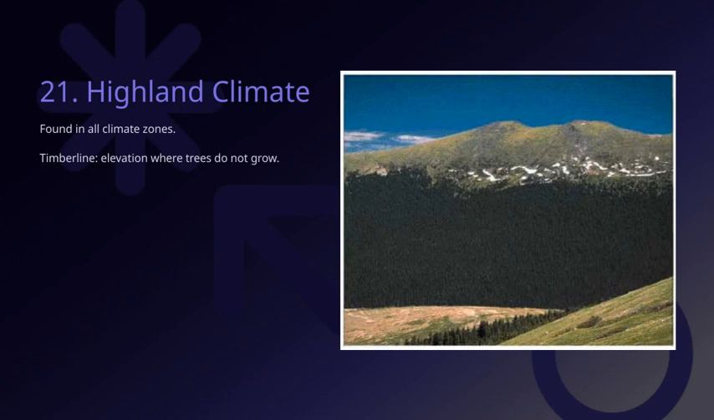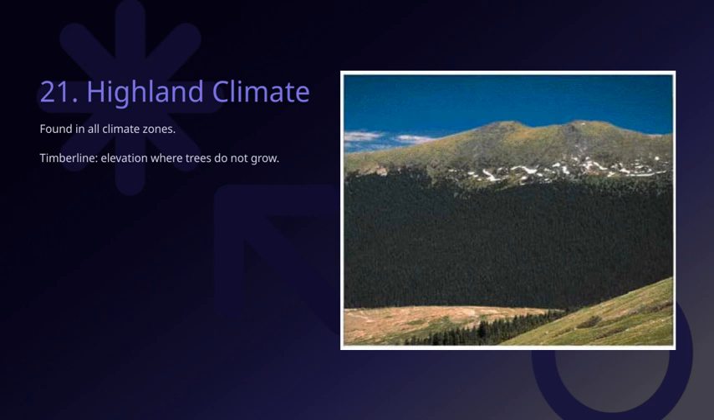Today, I want to talk about the concept of timberline, which is the elevation point where trees no longer grow. This is a crucial idea because it marks the boundary between forested areas and the alpine zone. Interestingly, timberline can be found in all climate zones, not just specific ones, highlighting how elevation impacts vegetation across different environments.